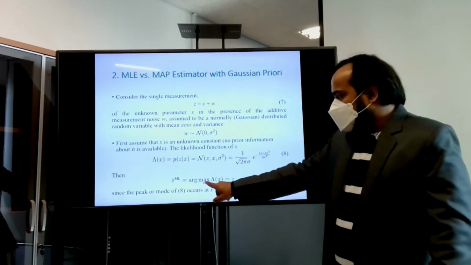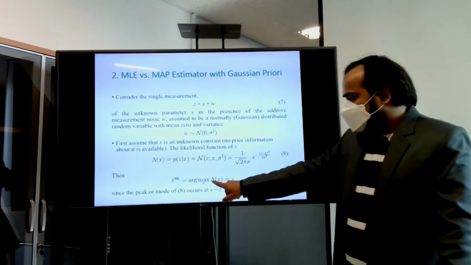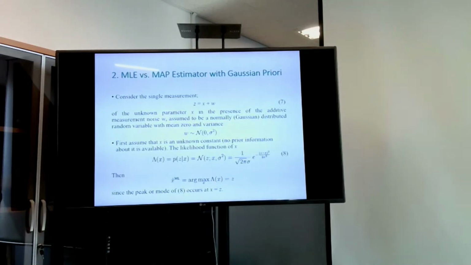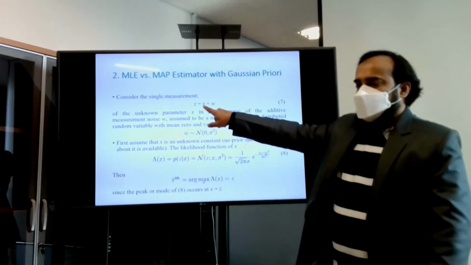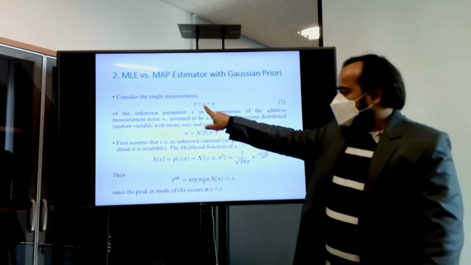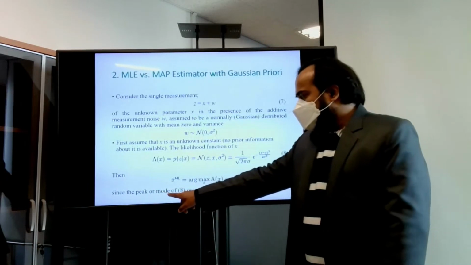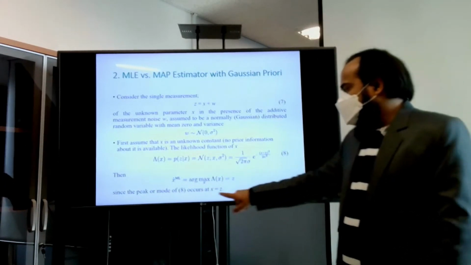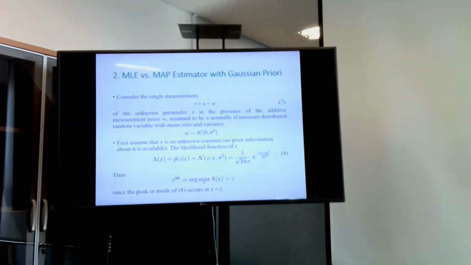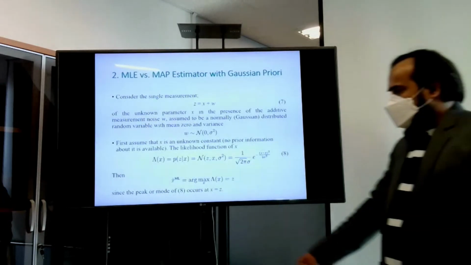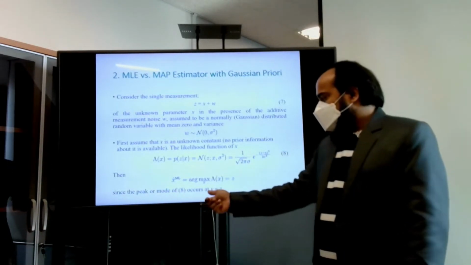So when we maximize this, when we find the likelihood of x, this will equal z, because there is only a single measurement. There is only a single measurement x. So what is the likelihood of x? Likelihood of x is z. So since there is only a single measurement and we don't know any prior information p of x, the peak or mode of it occurs at x equals z.